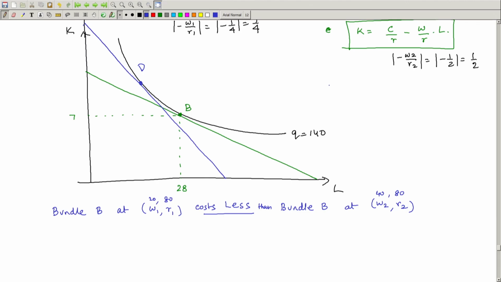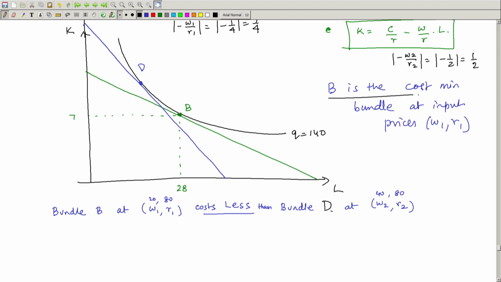That is not surprising because B is the cost minimizing bundle at input prices W1 R1. If you tell me that the input prices are W1 and R1, there is no other cheaper way to produce 140 units of output than using the combination of 28 units of labor and 7 units of capital. Rather, let me make a correction here. I want to compare bundle B at W1 R1 with bundle D at W2 R2.